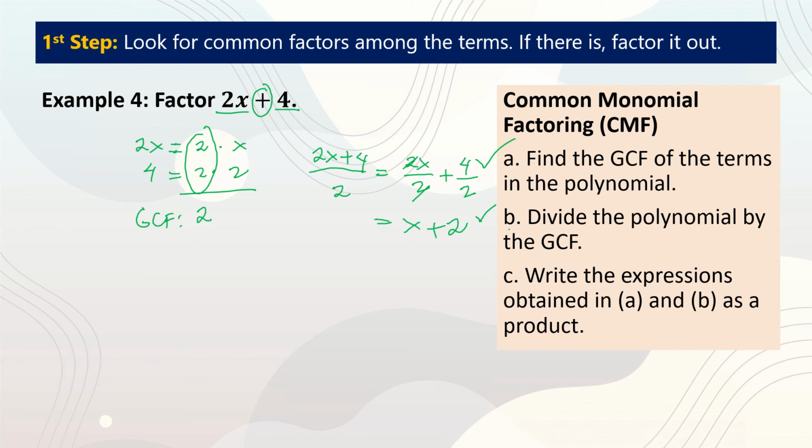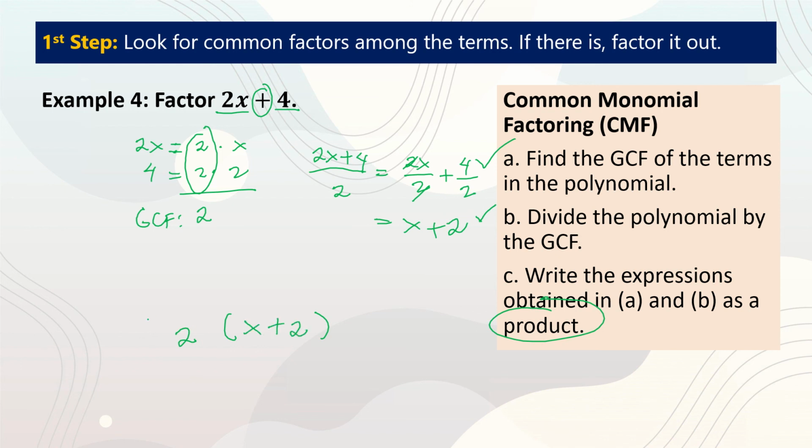So we're done with B. We're now down to our last step. Write the expressions obtained in A and B as a product. So take note, the operation is a product. In A, we have the GCF 2. Since it's a product, you don't place any operations between the two. But you need to make sure that B is in a separate parenthesis. So 2 times the quantity of our B, which is x plus 2.